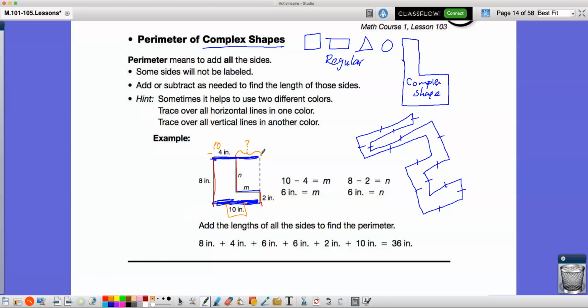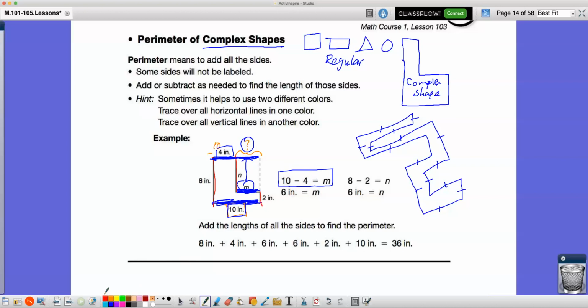But this little space is unknown. This section right here, we don't know how long that is, but we can determine that length by looking at this 10 inches and this 4 inches. And that's where you get this 10 minus 4 equaling this m, which is basically what that missing piece is right there. You see that? This m, this distance right here, m, equals that piece that's missing.